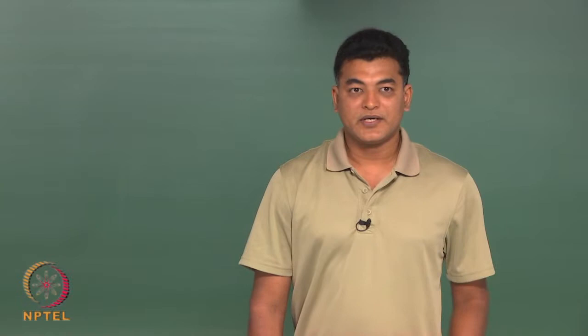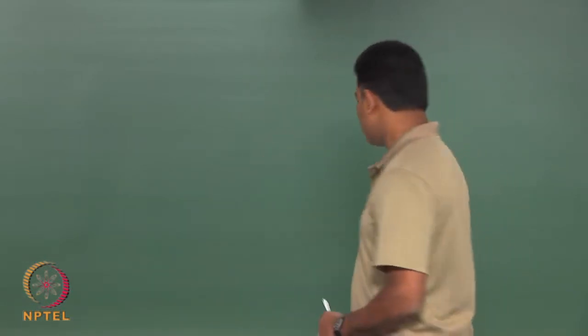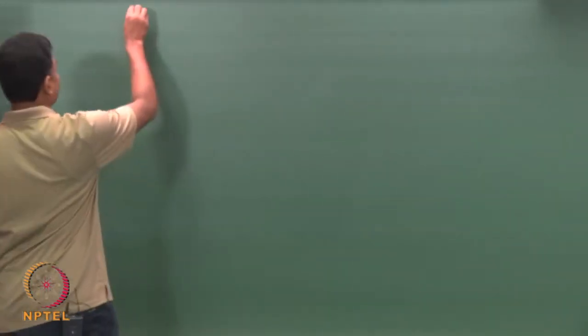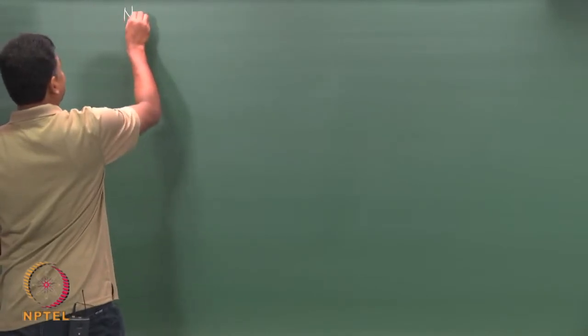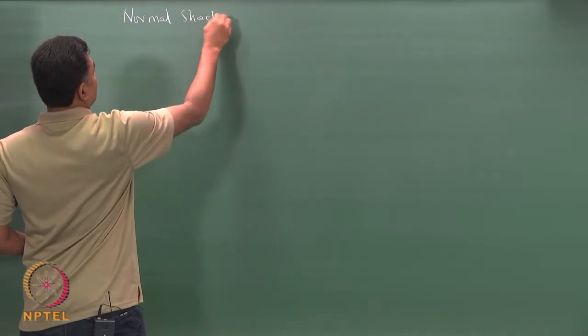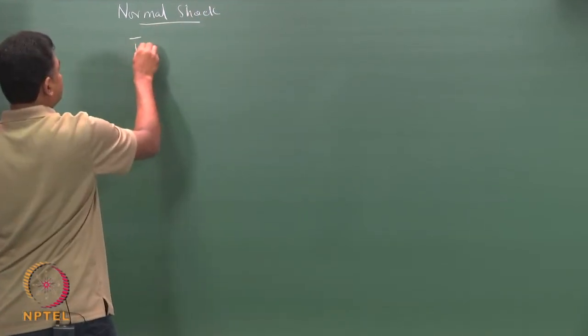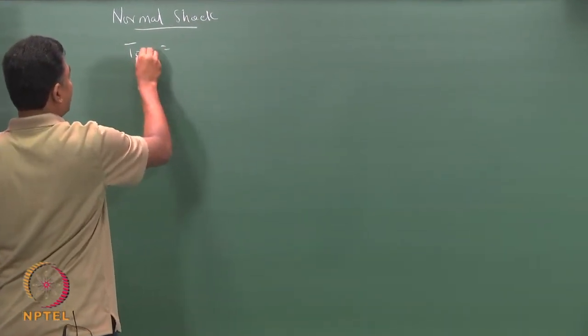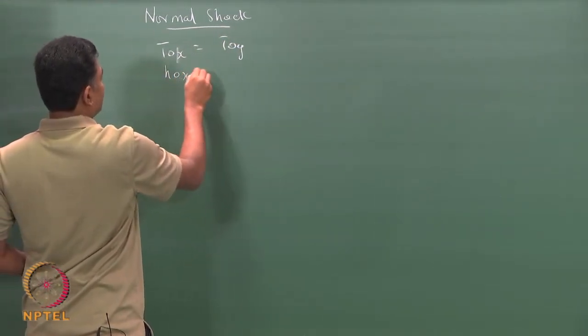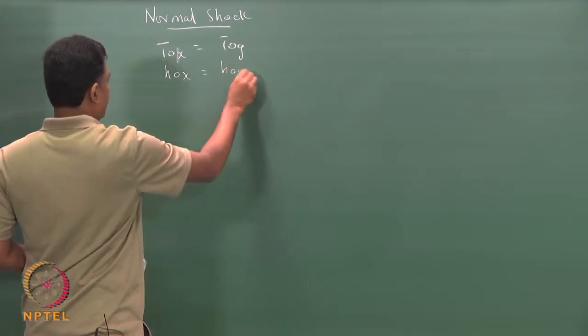So, we will continue with the normal shock relation. I will write down the equations which we had derived the other day. The first equation in a normal shock is of course T0x equals T0y, from H0x equals H0y.